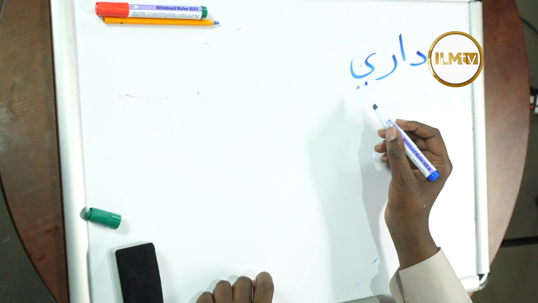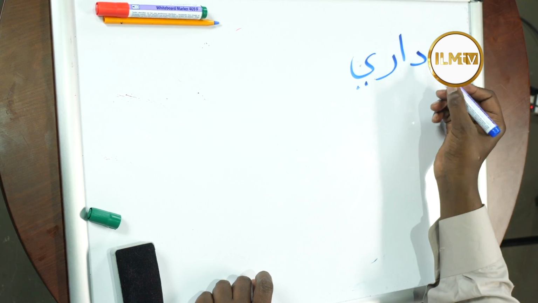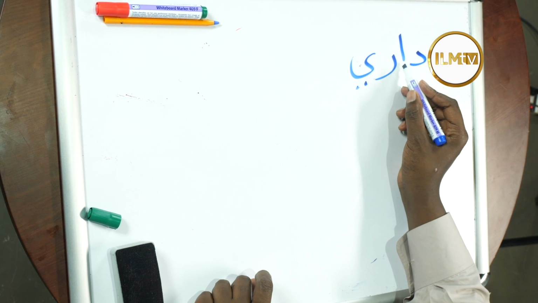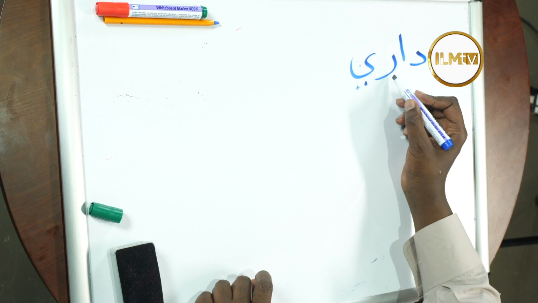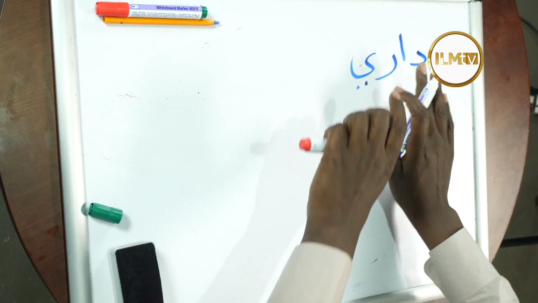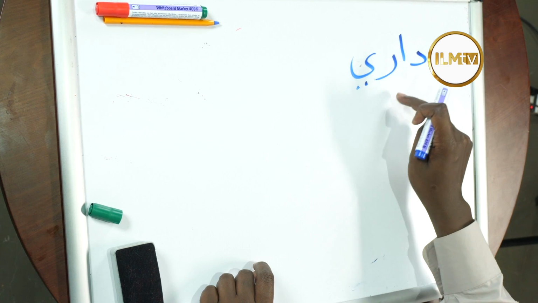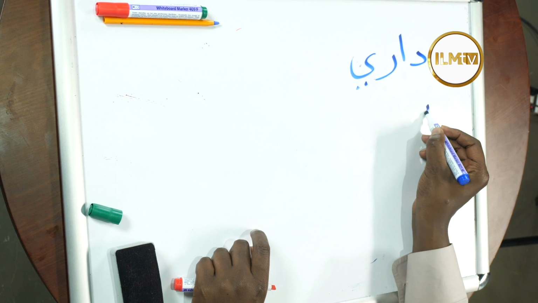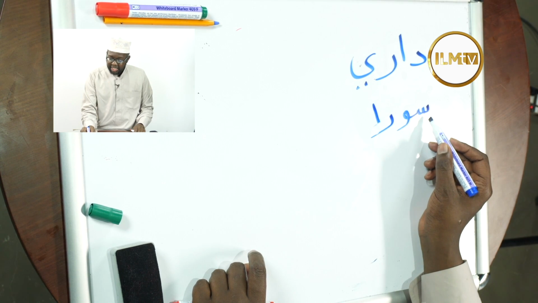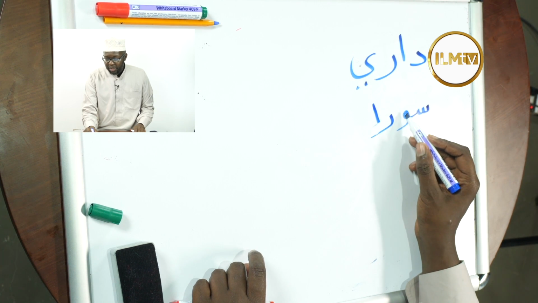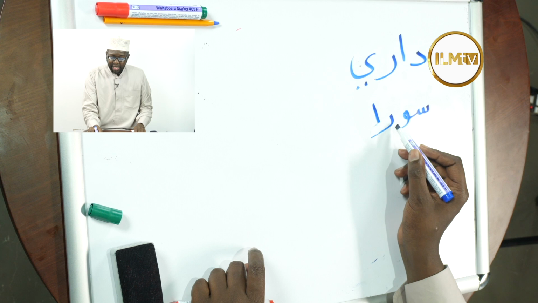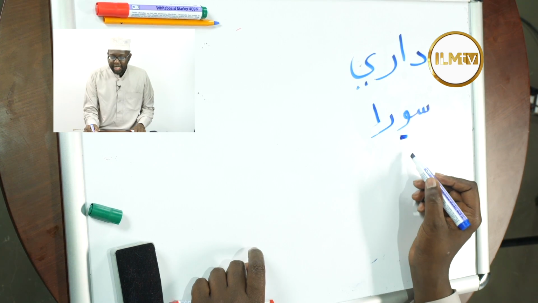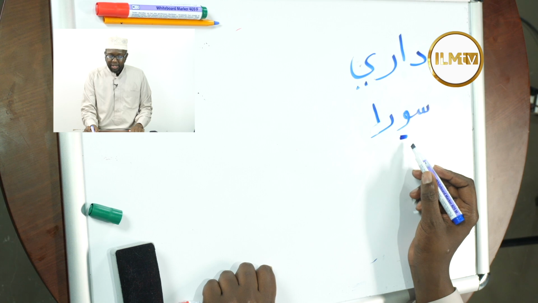And as you notice, all these are non-connectors. The dal doesn't join to the a, doesn't join to the r, and the r does not join to the e. They are all written separately. So these are four letters which do not join to the next one. Then we have a word like surah. Here we notice the S is joined to the U, but the U doesn't join to the R. So this U is actually the fifth letter that does not join to the next letter.